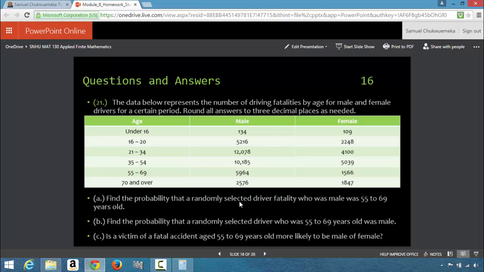A, find the probability that a randomly selected driver fatality who was male was 55 to 69 years old. B, find the probability that a randomly selected driver who was 55 to 69 years old was male. C, is a victim of a fatal accident aged 55 to 69 years old more likely to be male or female? This is all female. Okay, all female. I'm going to correct it. Let's do this.